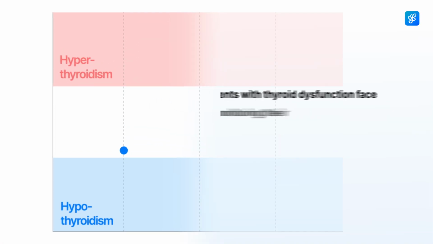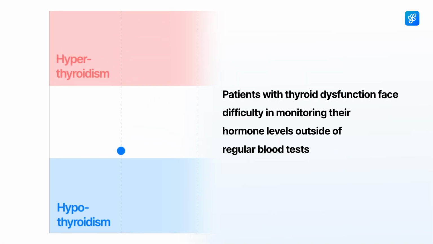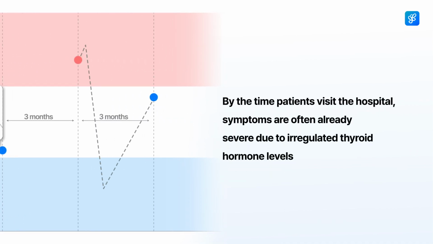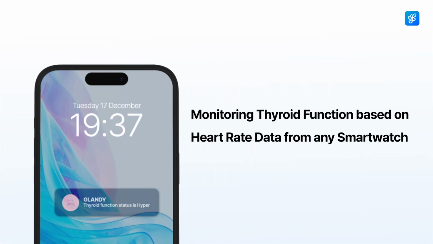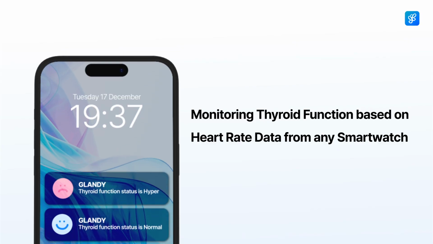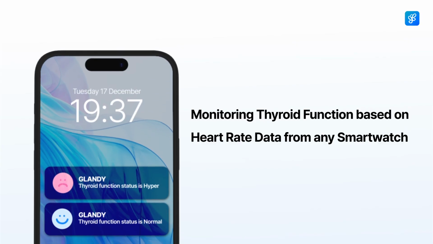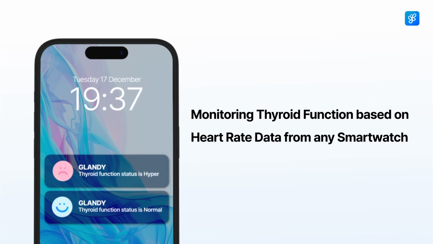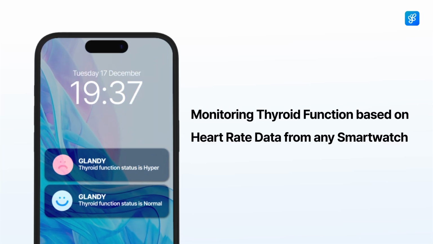Patients with thyroid dysfunction face difficulty in monitoring their hormone levels outside of regular blood tests. By the time patients visit the hospital, symptoms are often already severe due to irregulated thyroid hormone levels. Using Glandy, patients can monitor changes in their heart rate to predict in a timely manner whether their thyroid hormone levels are stable or if there is a risk of hyperthyroidism or hypothyroidism.